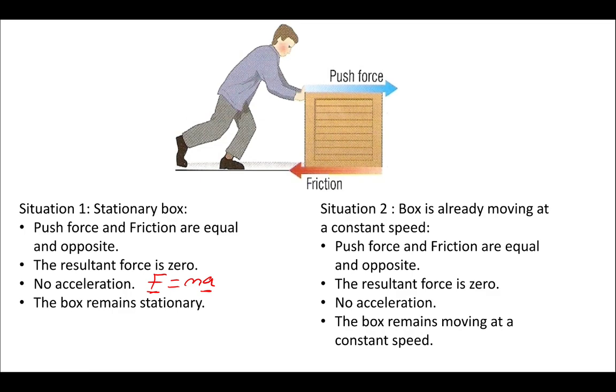So those are the two things that can happen. When you get a balanced force like this, the box will essentially do what it was doing. If it was already stationary, it will remain stationary. If it was already moving at a constant speed, it will carry on moving at a constant speed.